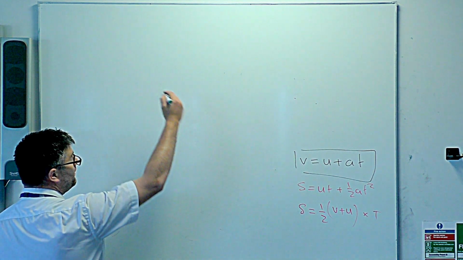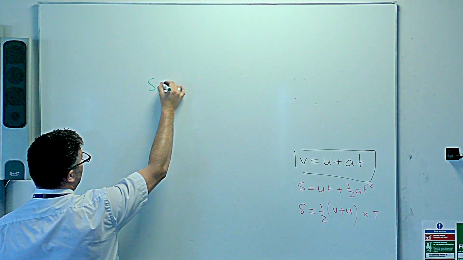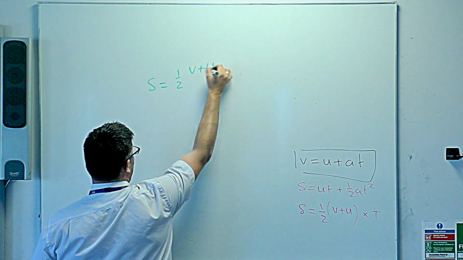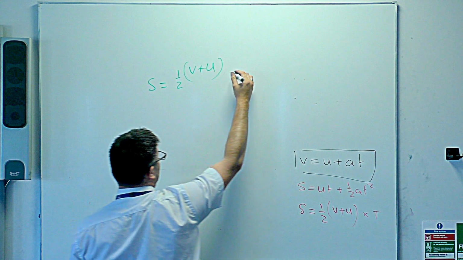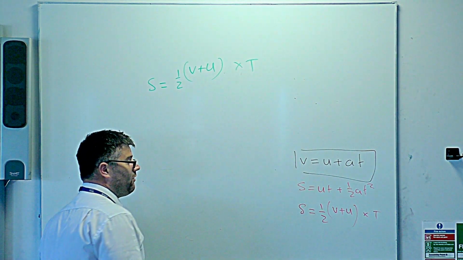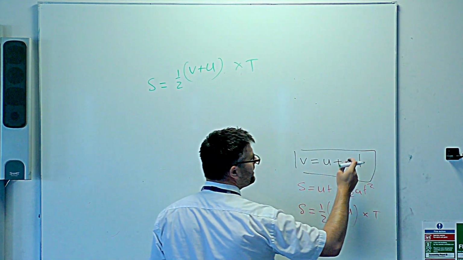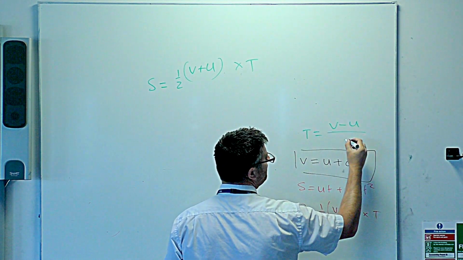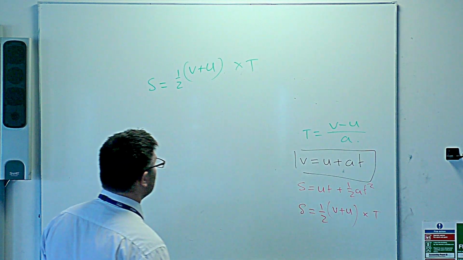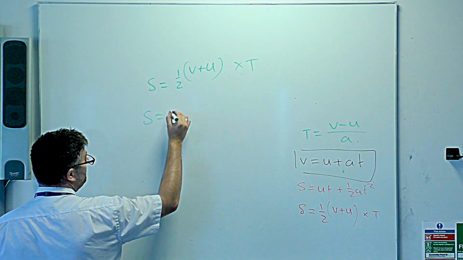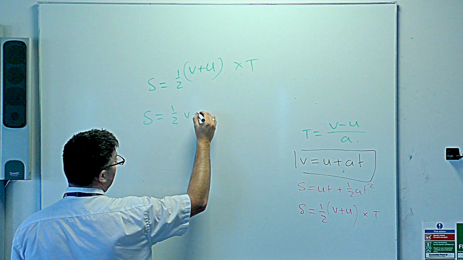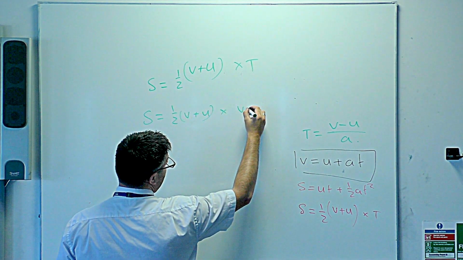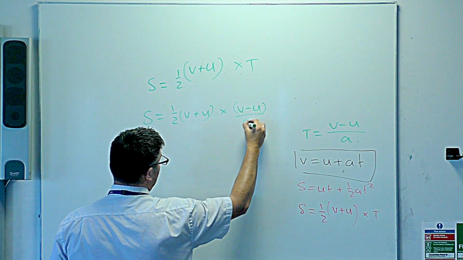So we'll start off with s equals a half (v plus u), I'm going to put that in brackets, times by t. Now, what we're going to do is we're going to rearrange this equation again to make t. So t is v minus u over a. So what we're going to do is we're going to put that in over here. So half (v plus u) times (v minus u) over a.